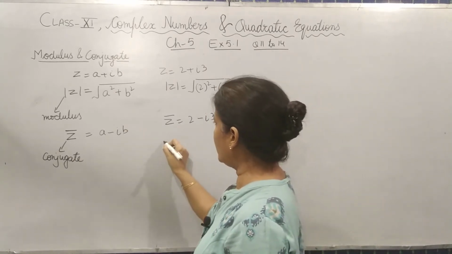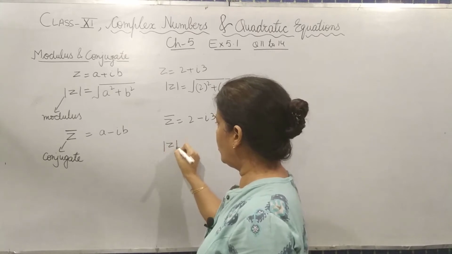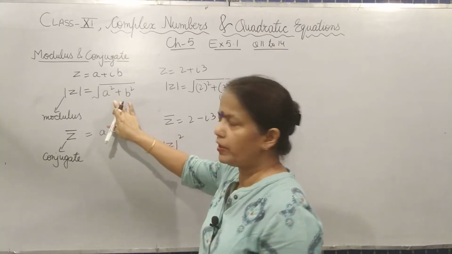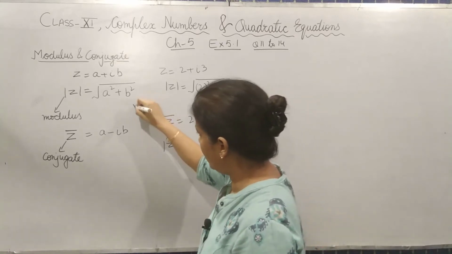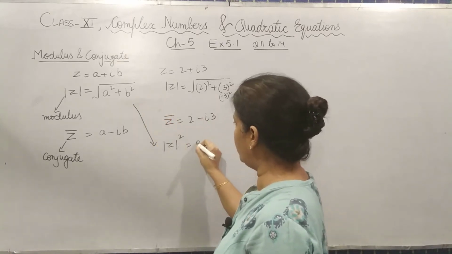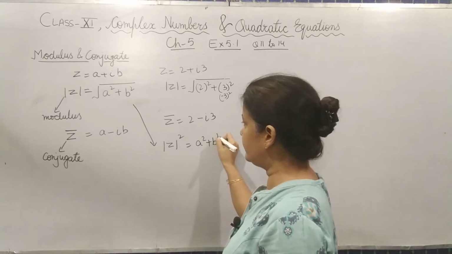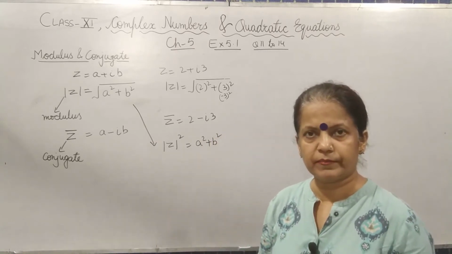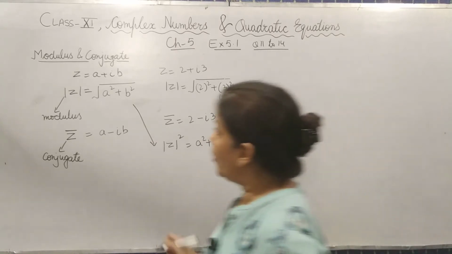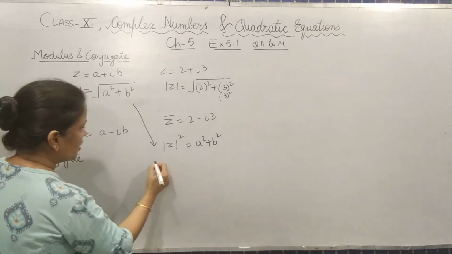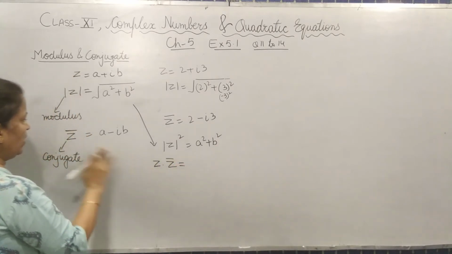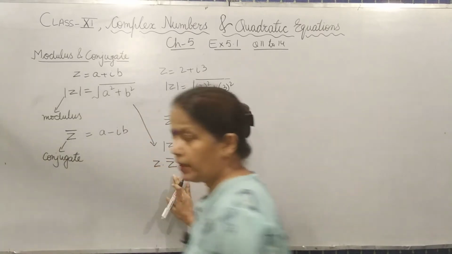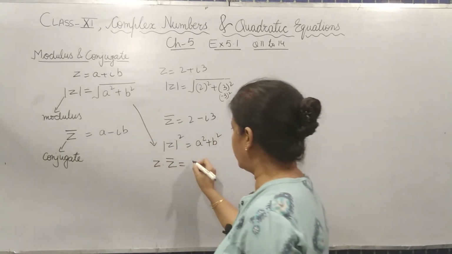What should be the modulus square? Modulus square will be a square plus b square. This is modulus. Okay. Now, we will multiply z into z bar, z into the conjugate of z. Let's see what result we get.